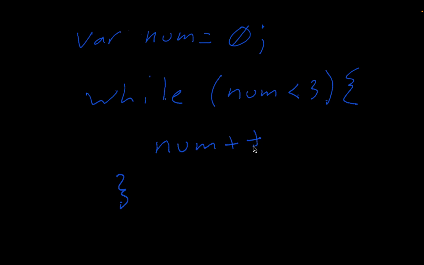So it's going to start at 0. And then it's going to check, is num less than 3? Okay, then go in here and add to num. And it will check again. Is num still less than 3? Yes. So it will add again. So it's something in between a for loop and an if statement, because it will continue to do something as long as this condition is true. As long as this is true, it will do something.